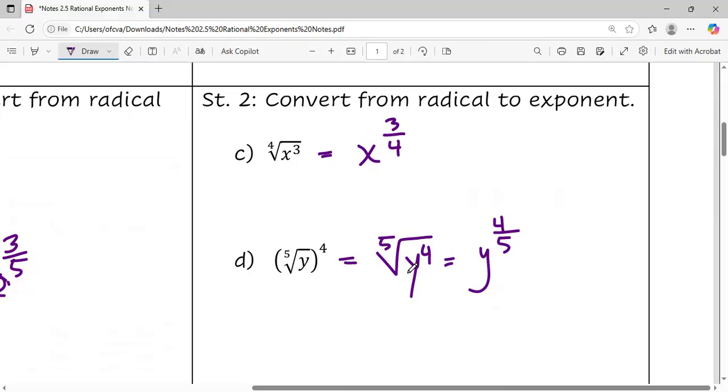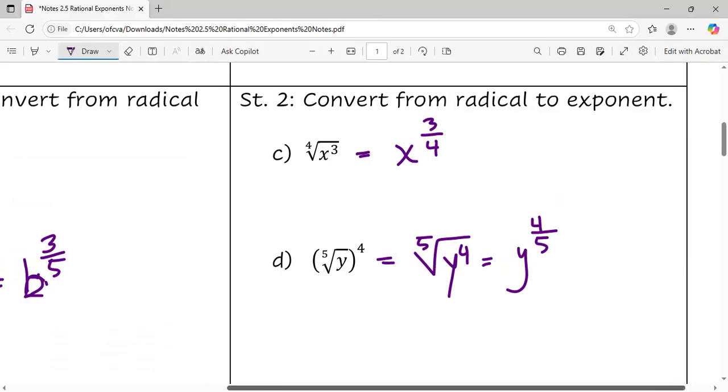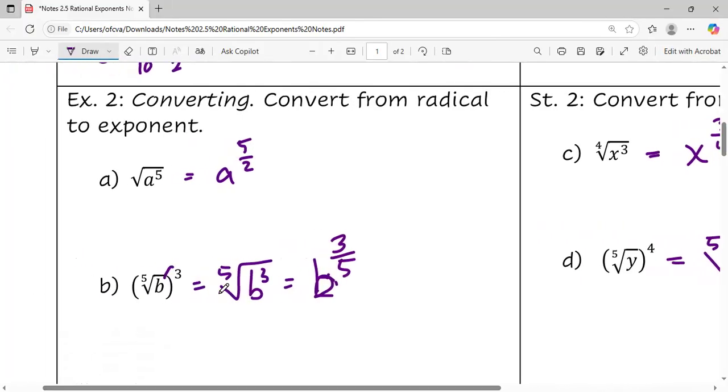And I don't know why I have a normal y and a fancy y. It just comes out like that sometimes. All right, so that's the conversion part.